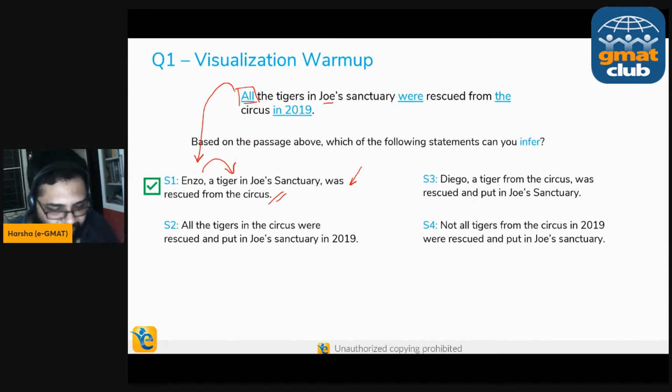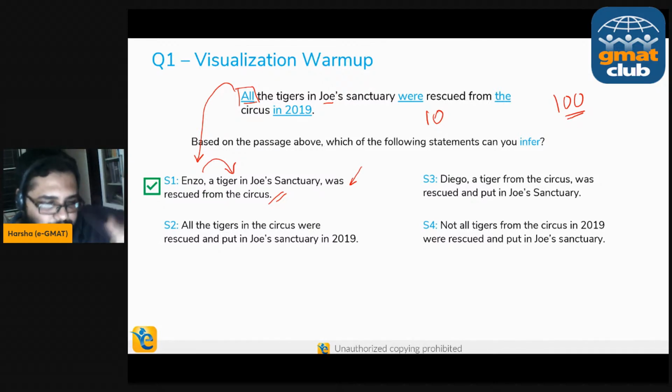I think statement 1 seems clear. Statement 2: all the tigers in the circus were rescued and put in Joe's sanctuary in 2019. Definitely not a valid inference because look at the example that we took. Maybe for all you know, Joe's sanctuary has only 10 tigers. All 10 of them were rescued, yes, from the circus, but the circus may have had 100 tigers even in 2019. The circus had 100 tigers in 2019. Only 10 of them were rescued.